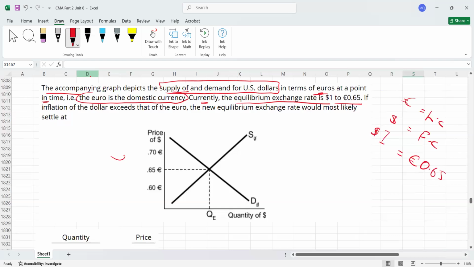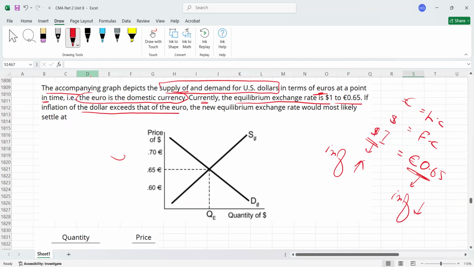0.65 euro. Can you interpret this? It means if you want to buy $1, you have to give 0.65 euro to buy $1. Okay. If inflation of the dollar exceeds that of the euro, they're saying that here inflation is high and in this country inflation is low.